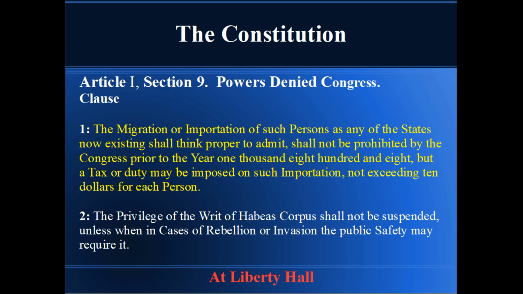Article 1, Section 9. Powers denied Congress. Clause 1. The migration or importation of such persons as any of the states now existing shall think proper to admit, shall not be prohibited by the Congress prior to the year 1808, but a tax or duty may be imposed on such importation, not exceeding $10 for each person. Clause 2. The privilege of the writ of habeas corpus shall not be suspended, unless when in cases of rebellion or invasion, the public safety may require it. The portion in yellow was changed by the 13th Amendment.